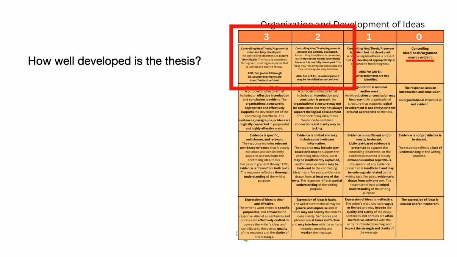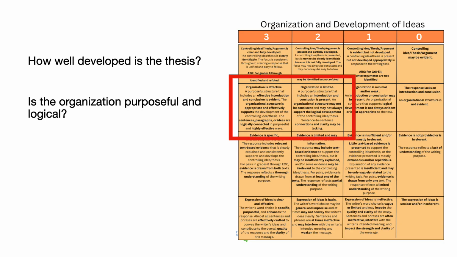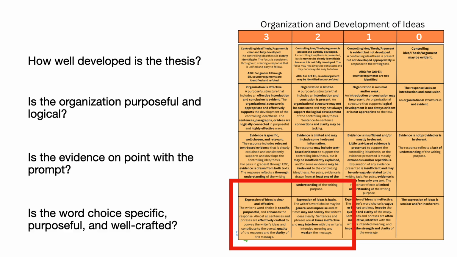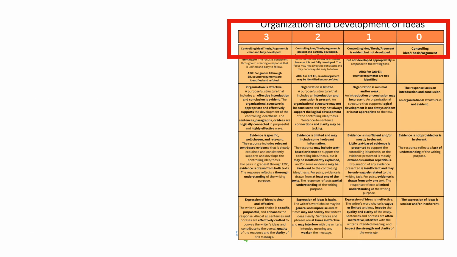Beyond a 1, we have to ask ourselves, how well developed is the student's controlling idea or thesis or argument? Is the organization of the essay purposeful? Is it logical? Is the evidence that the student provides on point with the prompt? And were they purposeful and specific in their word choice? Did they attempt to craft it with some quality and clarity? These are all things you'll ask yourself in determining whether the student receives a 0, 1, 2, or 3 for organization and development of ideas.